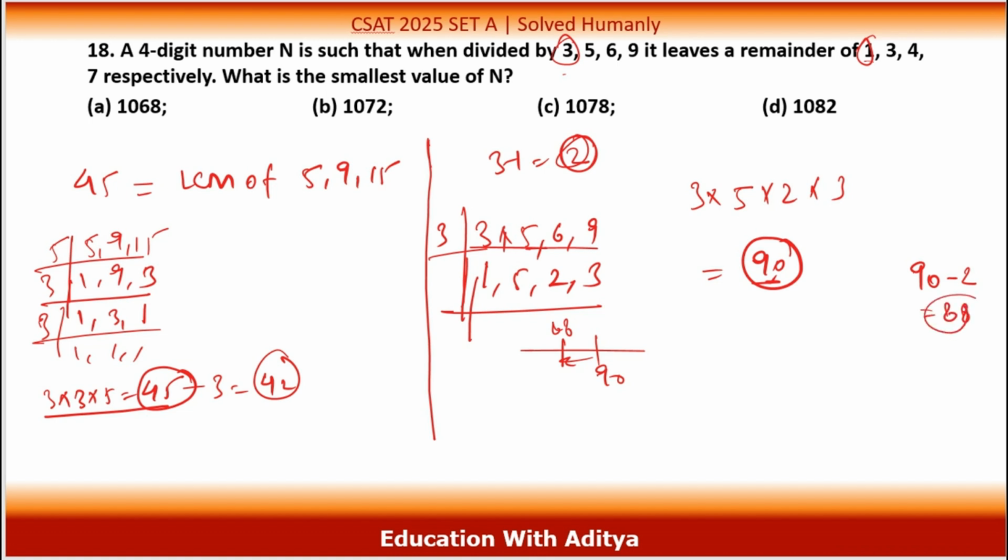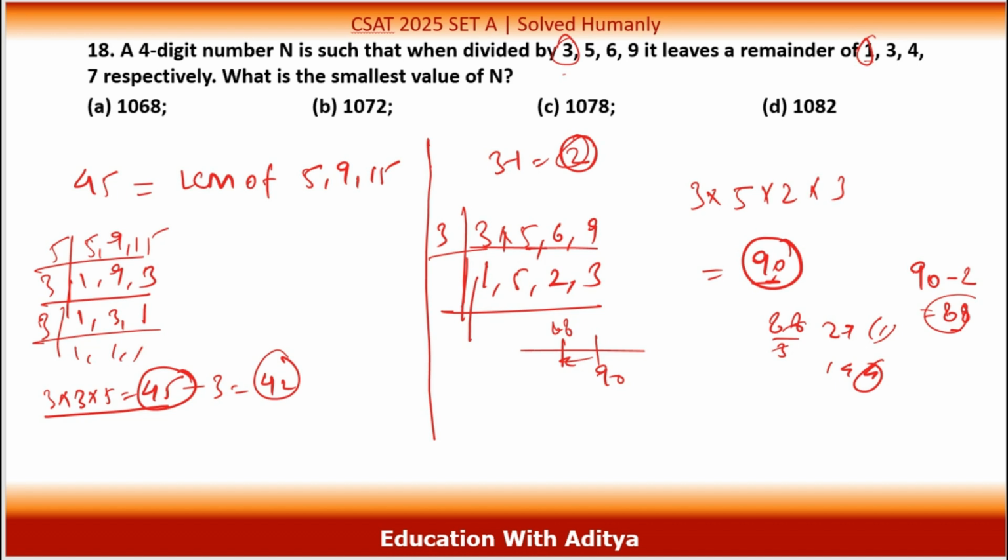And if I just check all the numbers: if I divide 88 by 3, the remainder is 1. If I divide 88 by 5, the remainder will be 3. If I divide 88 by 6, 6 eights are 48, the remainder would be 4. If I divide 88 by 9, the remainder would be 7.